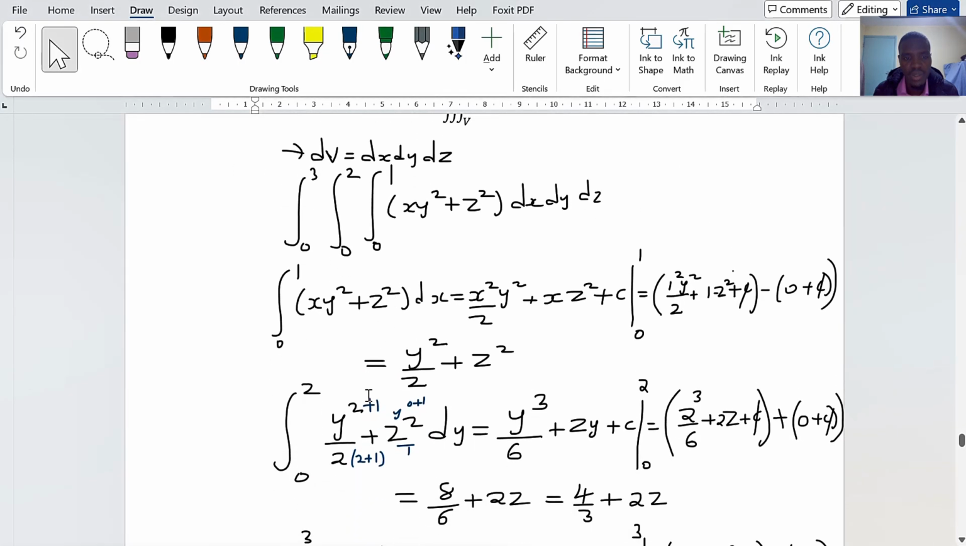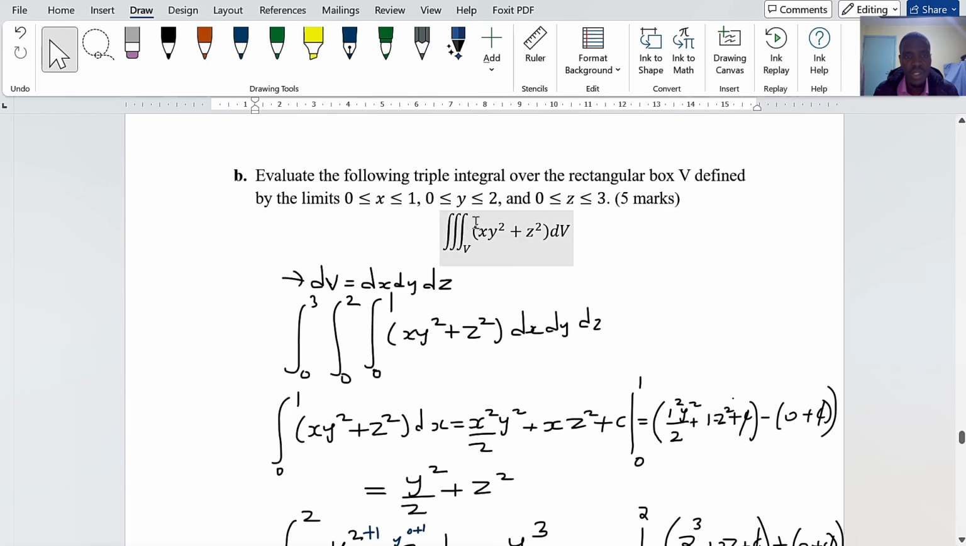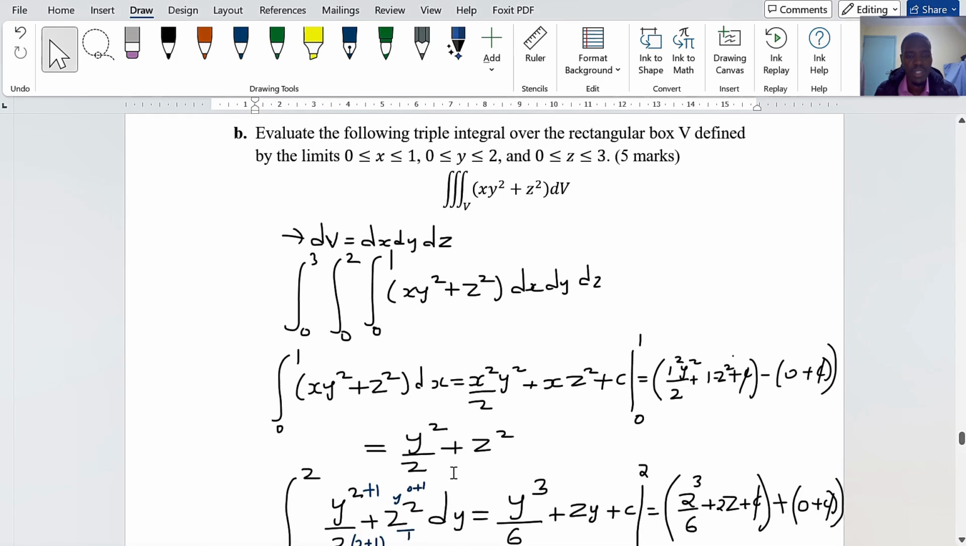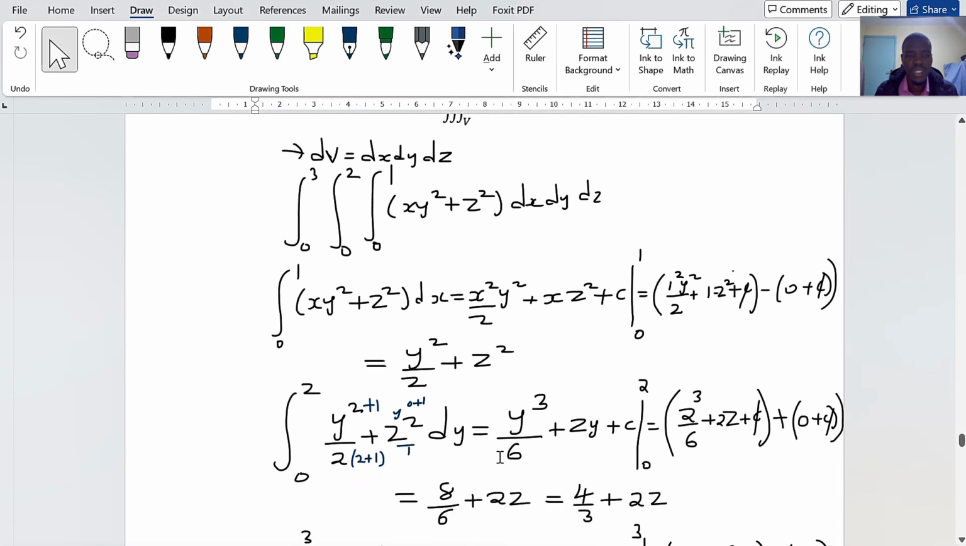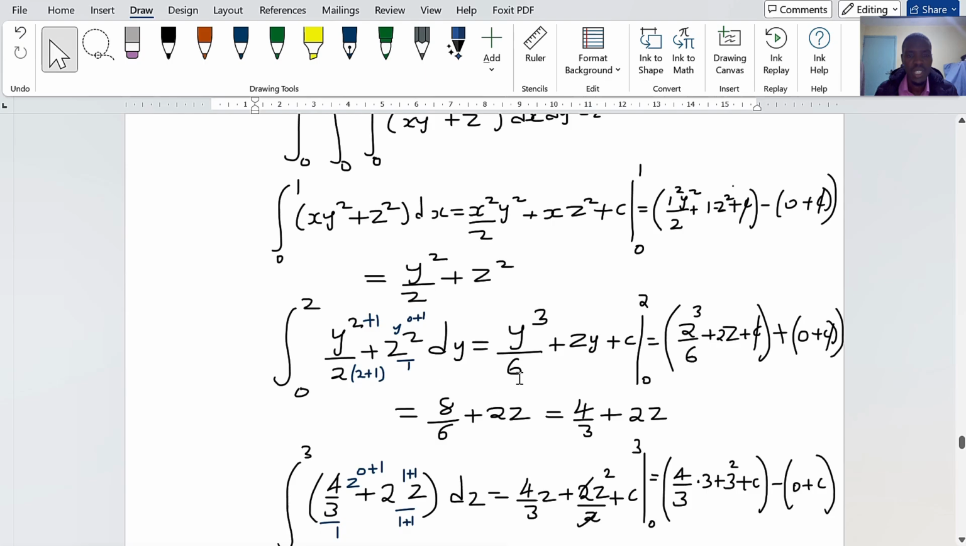So the first integration with respect to x, 0 to 1. Here we have x squared over 2. X is power 1, yes, then y squared, then plus x z squared plus c. Now we have y squared because x is 1, so y squared over 2 plus, here we have x is 1, so it is z squared. Okay, now we go to y. When you integrate with respect to y, I think this is where I have, yeah, that's why it's good to counter check. This is z squared, so I needed to bring it here.